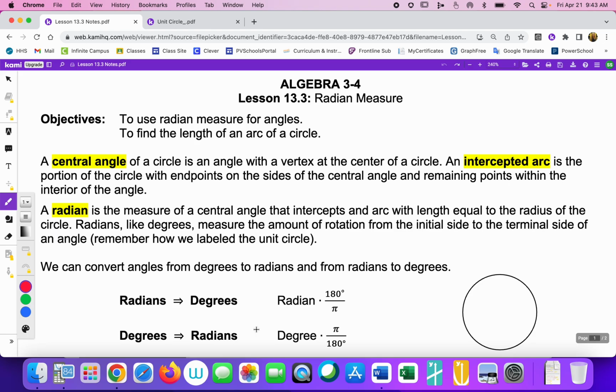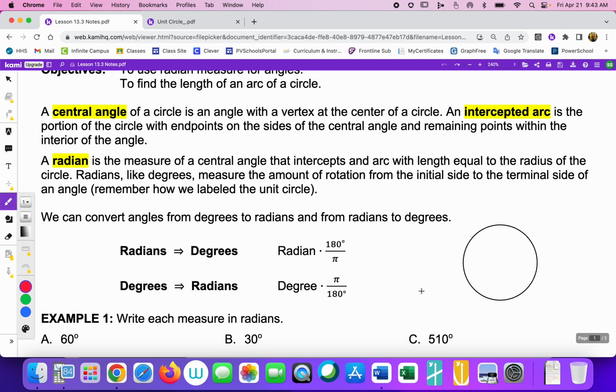So a central angle of a circle is an angle with a vertex at the center of a circle. So within that circle that I had for you on there, go ahead and draw a central angle. So the vertex is right smack in the middle, and then just draw an angle. Doesn't have to be any angle in particular. Okay, but this is an example of a central angle.